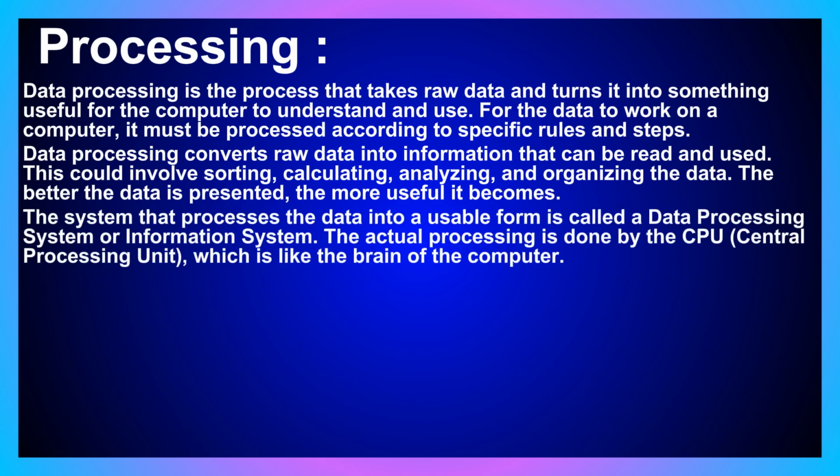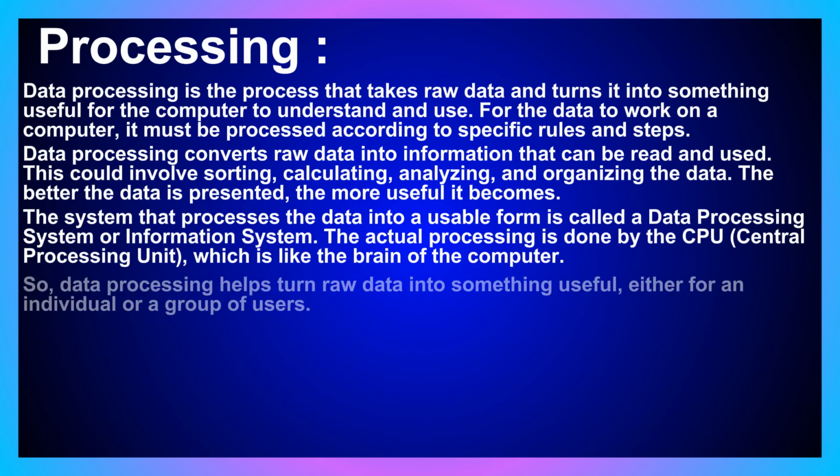The system that processes the data into a usable form is called a data processing system or information system. The actual processing is done by the CPU, central processing unit, which is like the brain of the computer. So, data processing helps turn raw data into something useful, either for an individual or a group of users.